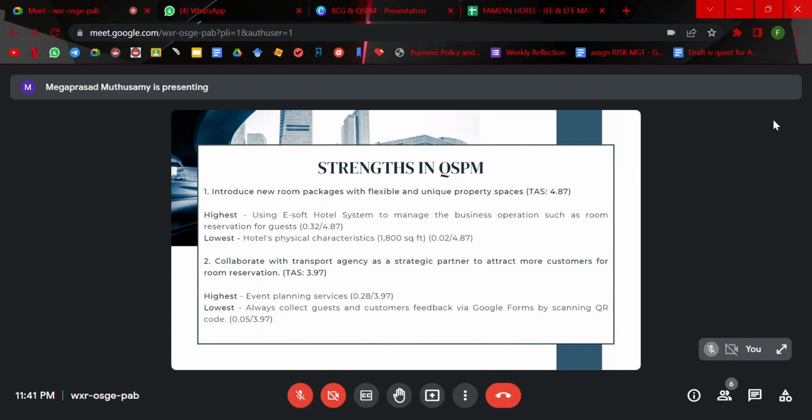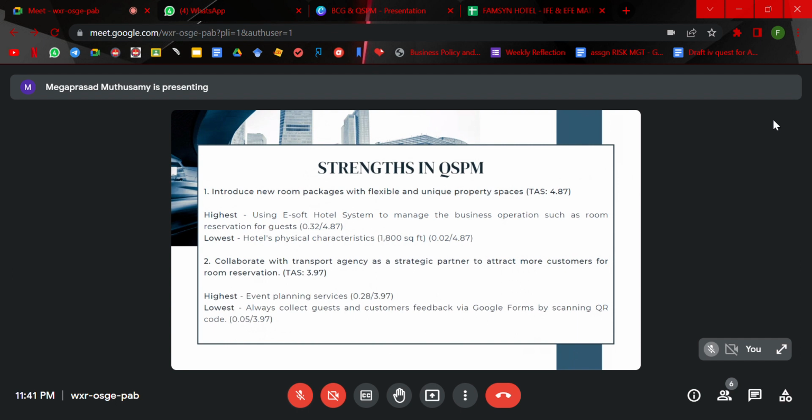For our strengths in the quantitative strategy planning matrix, we use two strategies: introduce new room package with flexible and unique property space, and collaborate with transport agency as a strategic partner to attract more customers for room reservation. For the new room package, the highest attractiveness score is ease of hotel system, with a value of 0.32 over 4.87, and the lowest is the hotel physical characteristic, with a value of 0.02 over 4.87.